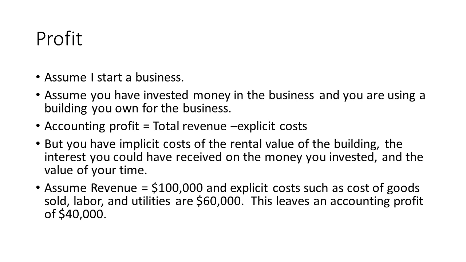So let's assume revenue equals $100,000 and explicit costs such as costs of goods sold, labor, and utilities are $60,000. This leaves an accounting profit of $40,000.